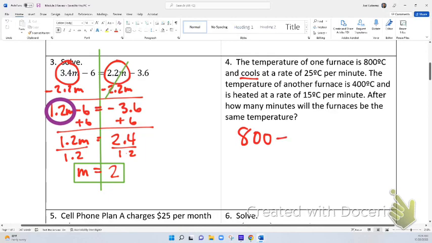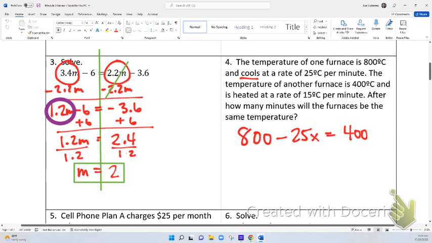So this needs to be a subtraction sign, and this needs to be a 25. And the only thing that is changing is every minute it's going down by 25 degrees Celsius. So this is going to be your x next to the 25. The other furnace is currently at 400 degrees, and this one is heating at a rate of 15 degrees Celsius.